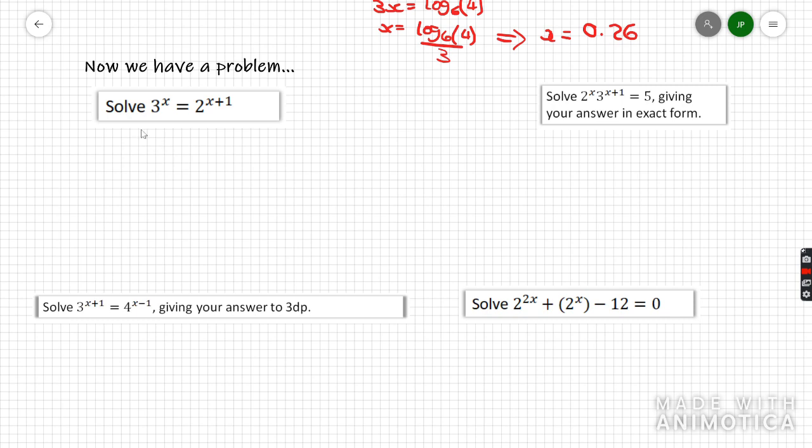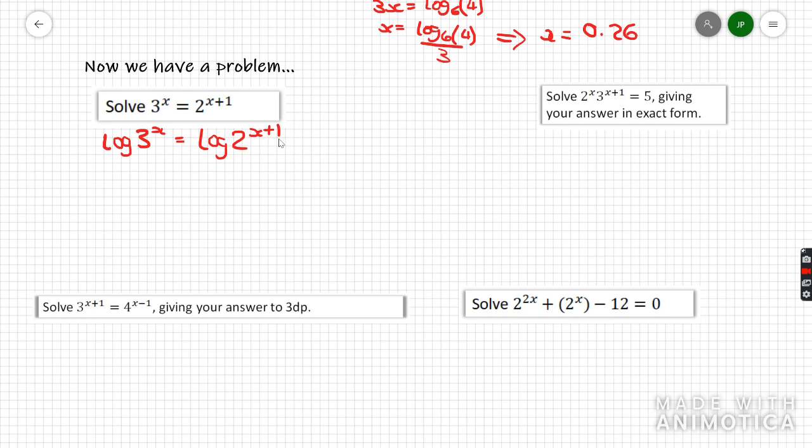So at the moment I've got 3 to the x equals 2 to the x plus 1. Now I know I can't use log base something because I've got different powers on different sides. So all I'm going to do is I'm just going to log both sides. Okay, just a generic log. So I'm going to have log 3 to the x equals log 2 to the x plus 1. Okay, now I need to find x.